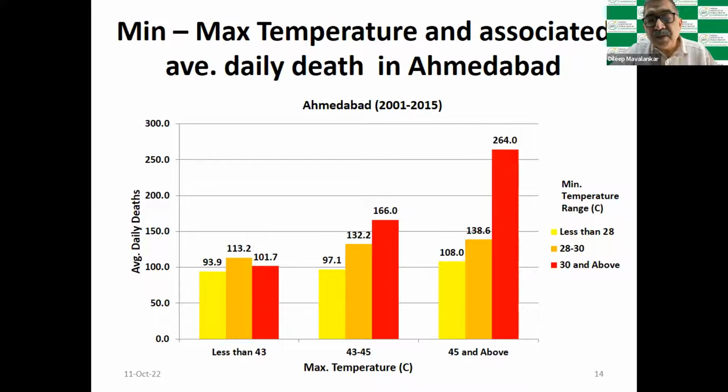So if the minimum temperature is less than 28 degrees, you have only 93 deaths on an average. If the temperature goes above 30 degrees, you have 166 deaths. This is Ahmedabad 15-year data. But if the maximum goes above 45 and the minimum still remains below 28, mortality increases, but very slightly, 108 deaths on an average. If the minimum goes between 28 to 30 degrees, it goes to 138. But if the minimum temperature is above 30 degrees and the maximum is above 45 degrees, then you have 264 deaths.